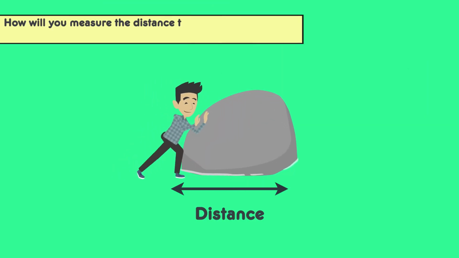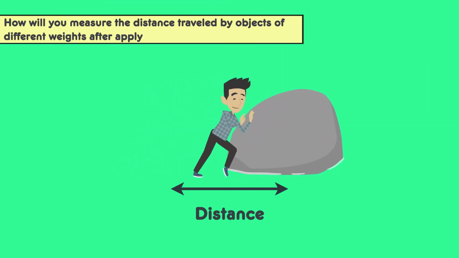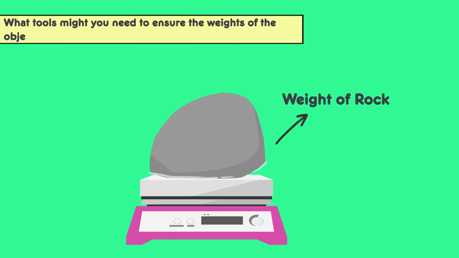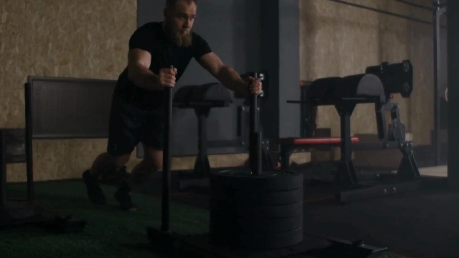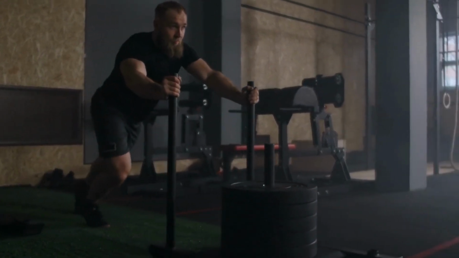How will you measure the distance traveled by objects of different weights after applying a force? What tools might you need to ensure the weights of the objects are accurately measured? How might different weights affect the movement and speed of the objects? Now let's understand more about how weight affects force and motion.